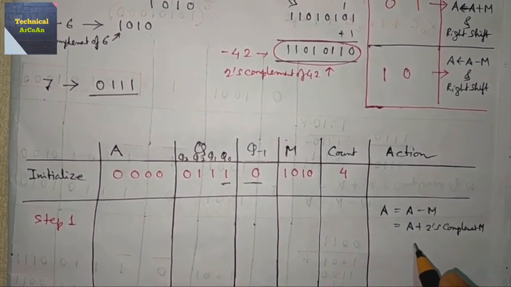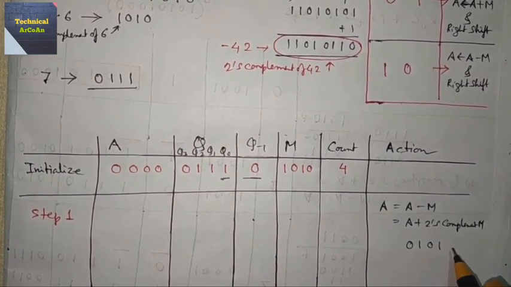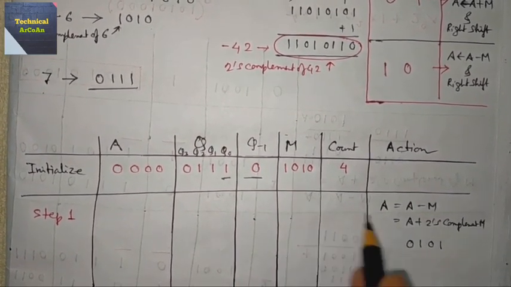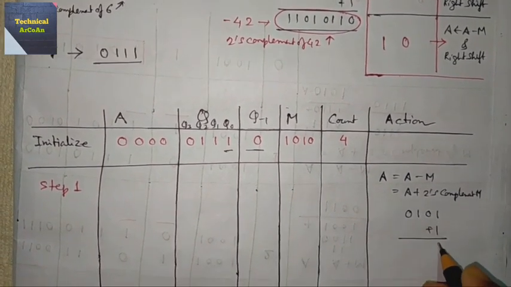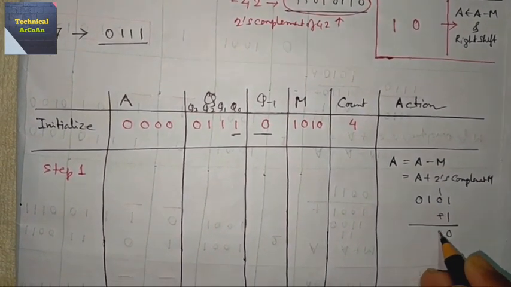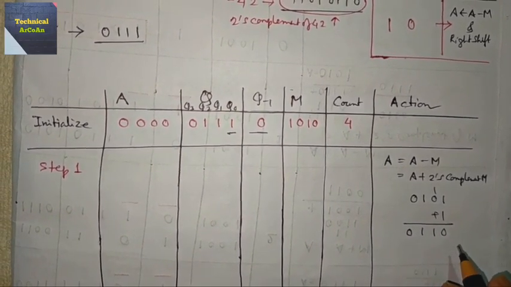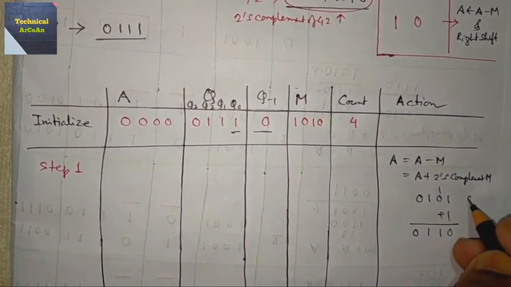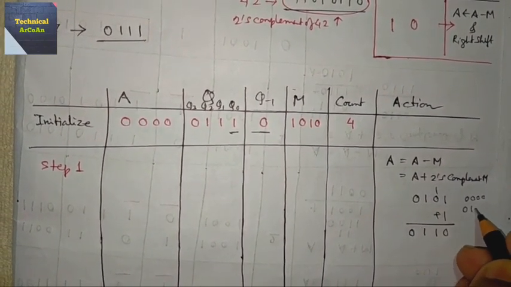If we first do the 1's complement, we get 0 1 0 1. Just flip the bits: 1 becomes 0, 0 becomes 1, 1 becomes 0, and 0 becomes 1. After that we add 1, so 1 plus 1 is 0 with a carry, 1 plus 0 will be 1, 1 and 0. So this will be the 2's complement of M, right? Now we add it with A. A at first is 0 0 0 0, and we add 0 1 1 0.